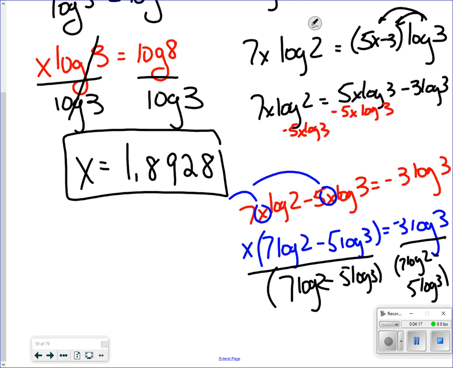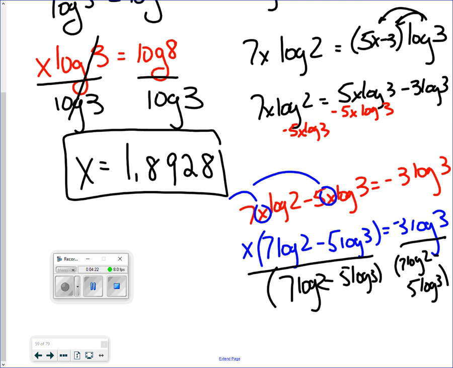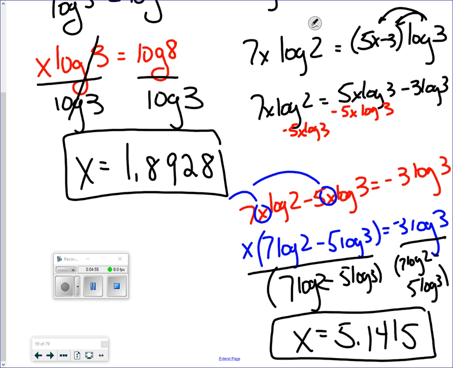So now, on a calculator, and again, you need to be very careful. Do negative 3 log of 3, and then I would hit enter on that, and then divide by, and then again, put that in parentheses, 7 log 2 minus 5 log 3. And so you got to be a little careful with your parentheses, but I get x to be 5.1415, rounding to 4 decimal places.